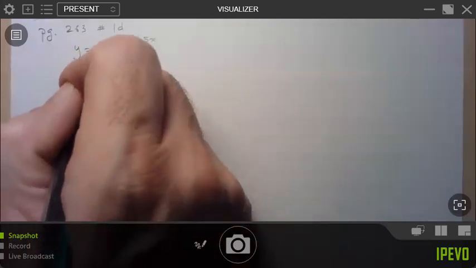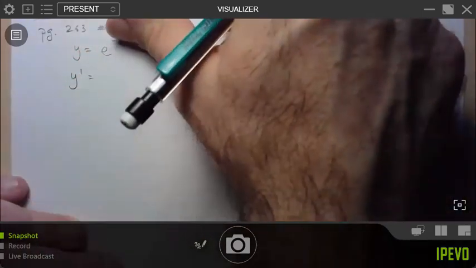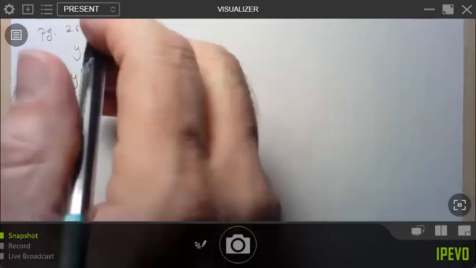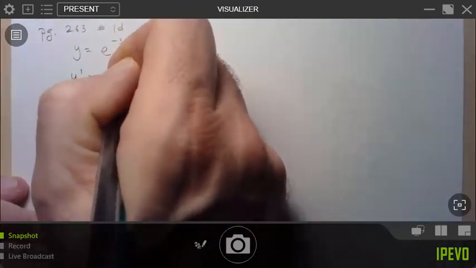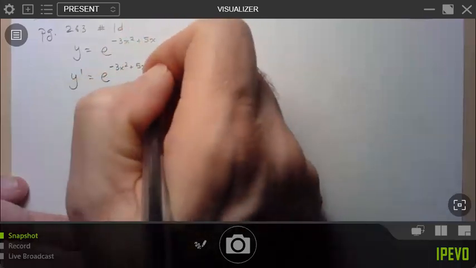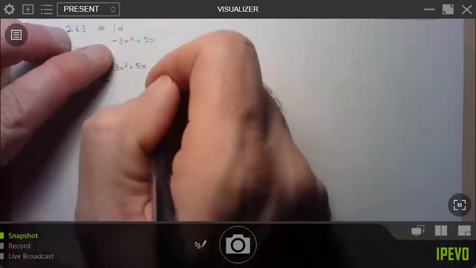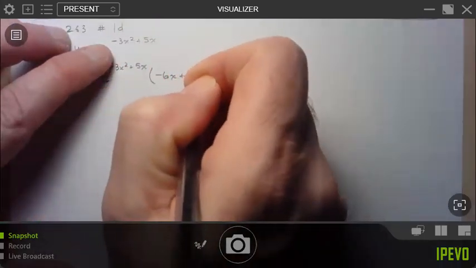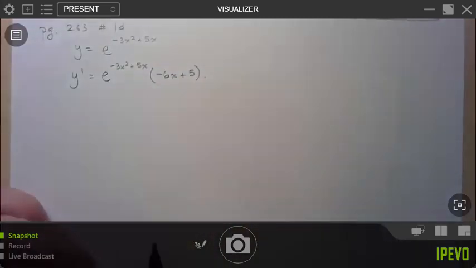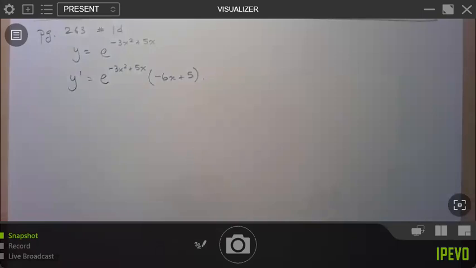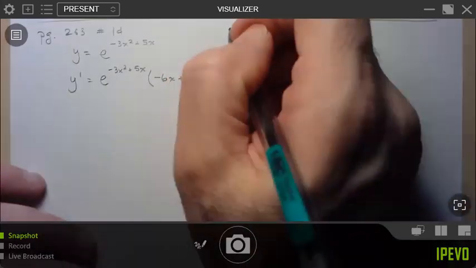If I'm taking the derivative here, first, what's the derivative of e to the u? Just e to the u. So e to the negative 3x squared plus 5x, then times the derivative of u with respect to x, which is just going to be negative 6x plus 5. Just leave it like that, because this is certainly the type of question where I'd be asking you to not simplify. Let's just quickly do 2D, might as well do it all in the same one here.